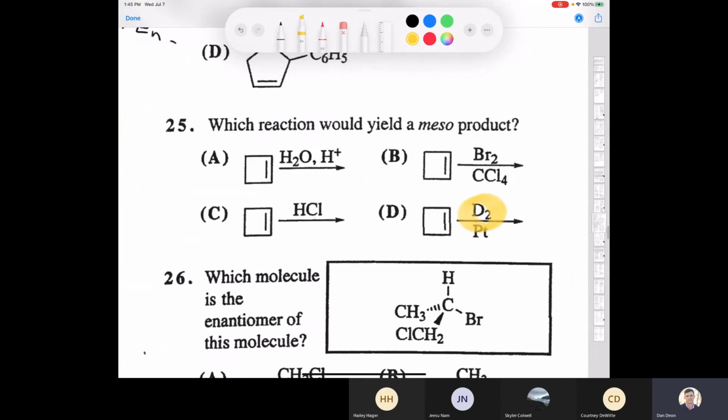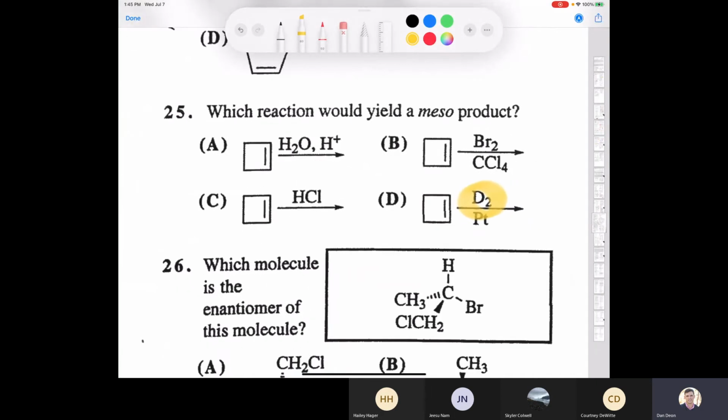So D2 is the same thing as doing a hydrogenation, but you can't leave the deuterium out. You would have to draw it. Yeah, I agree with you. I think it's D because of syn addition as well.